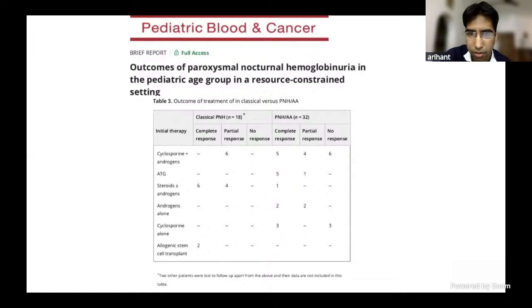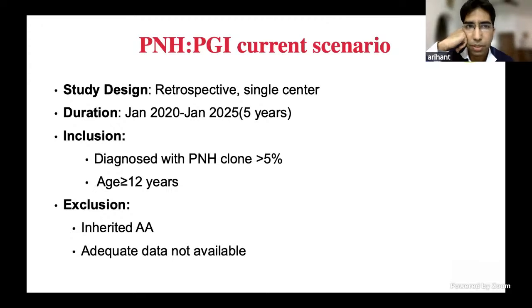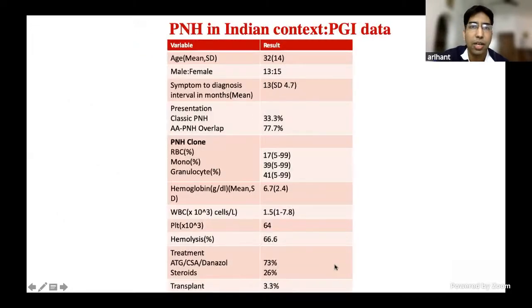So when Dr. Riaz asked me to talk about the Indian PNH scenario, I thought I would look at what is happening at my center. I retrieved the data of the previous 5 years of patients who were diagnosed with a PNH clone of more than 5%, age more than 12 years, and excluded inherited AA or those where the data was not available. So this is more of the classic PNH or bigger PNH clone data.